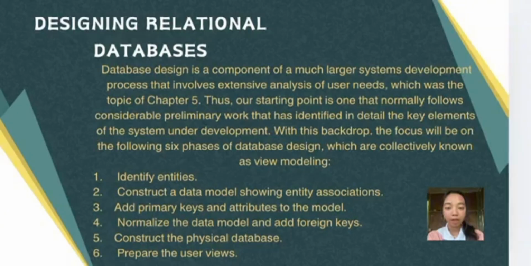First, identify entities. Second, construct a data model showing entity associations. Third, add primary keys and attributes to the model. Fourth, normalize the data model and add foreign keys. Fifth, construct a physical database. And sixth, prepare the user views.